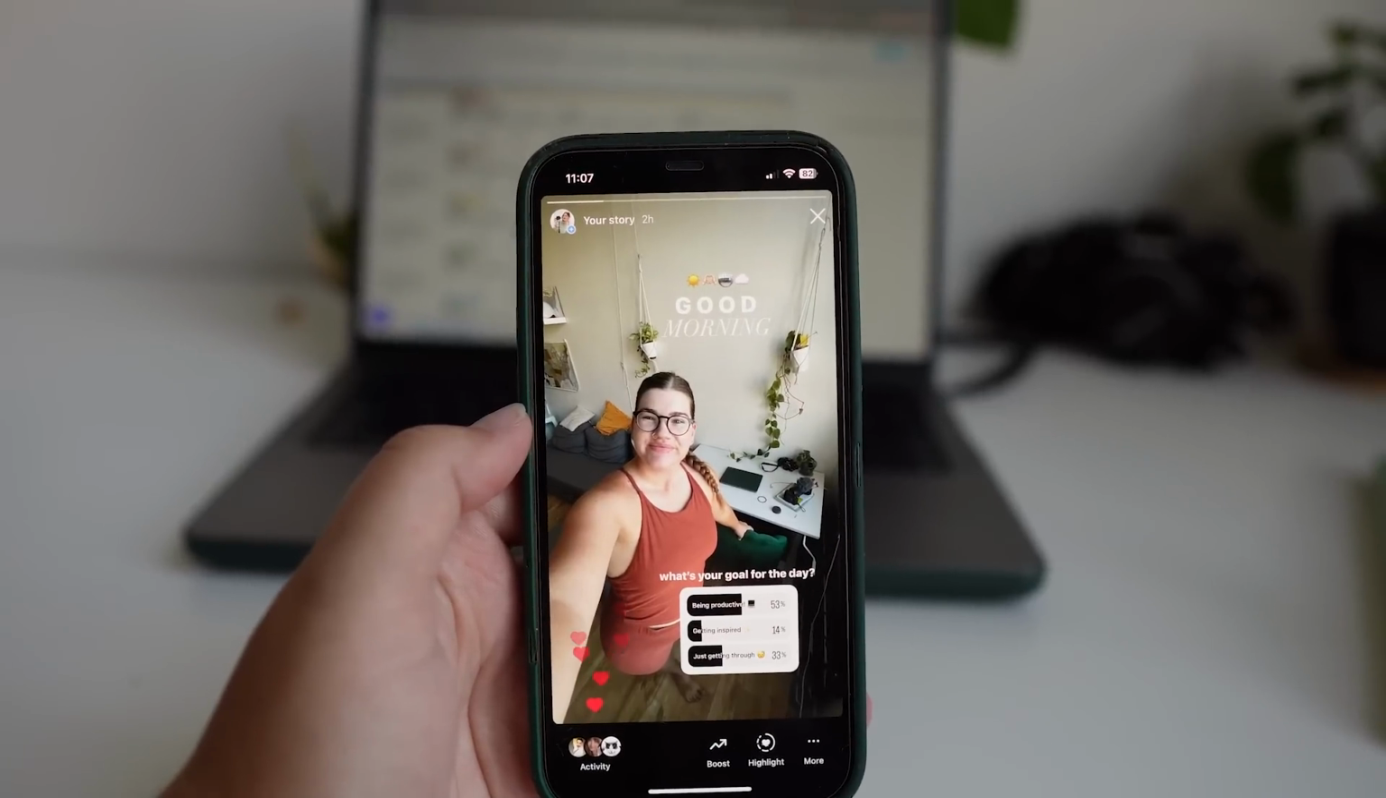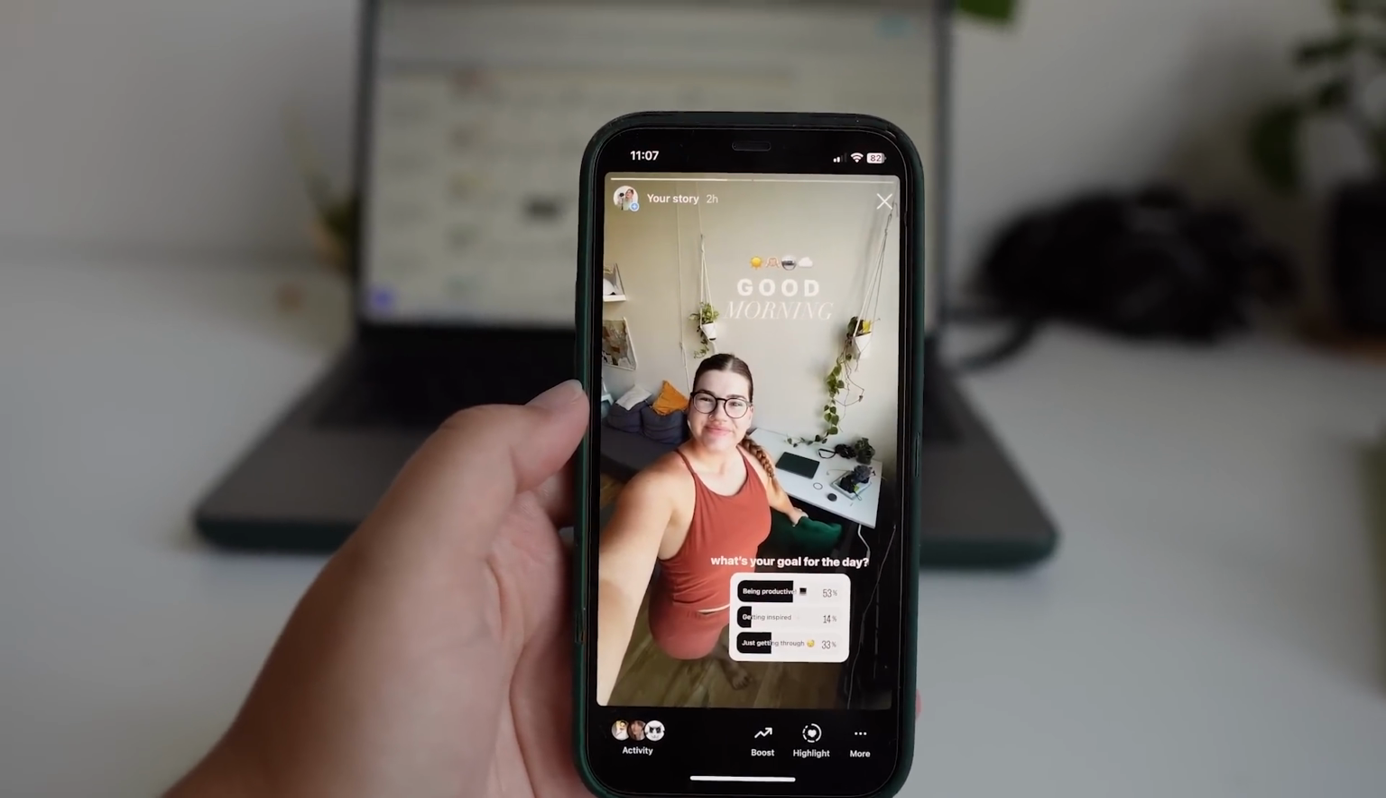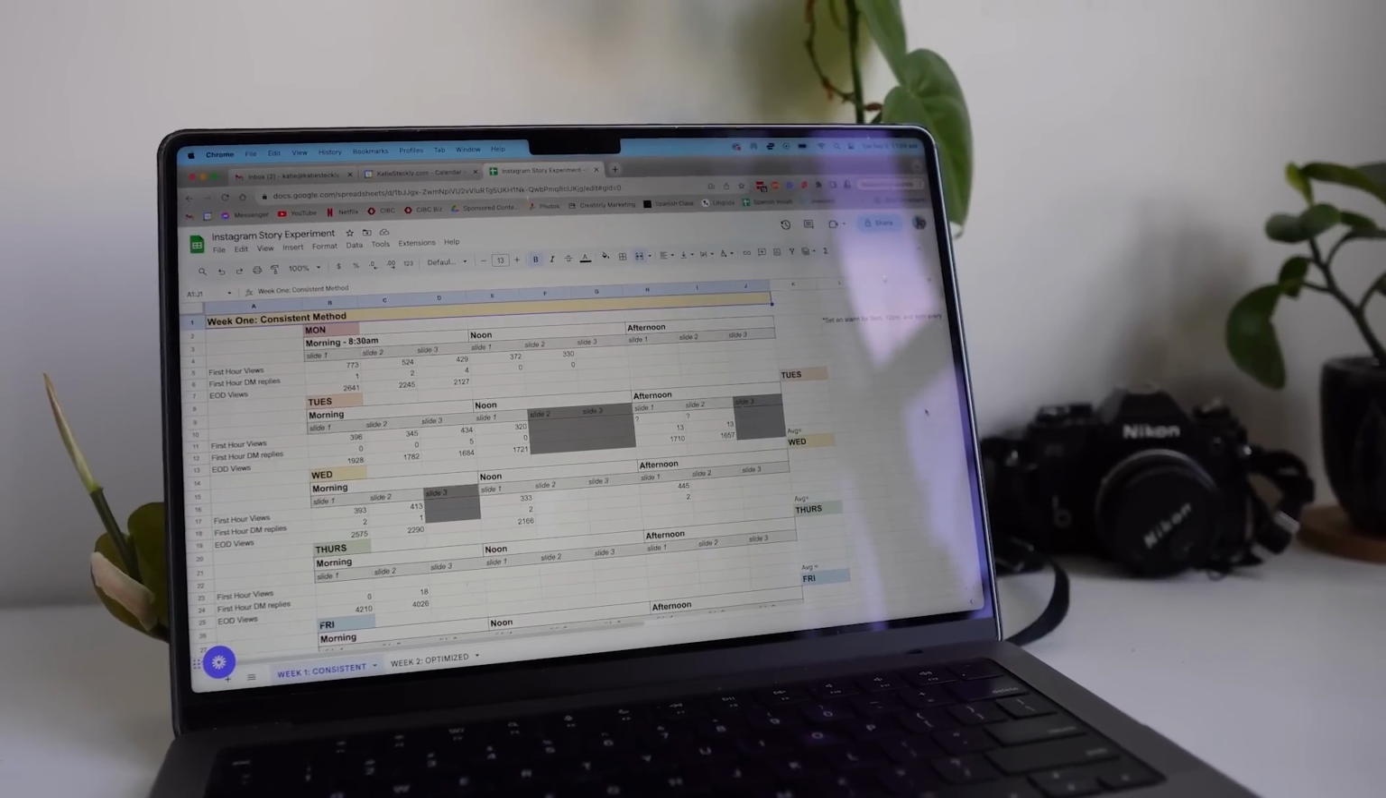If I'm honest with you, I'm kind of insecure about my Instagram story reach. So I wanted to do an experiment to see if I could find out what would really increase my story views. We're gonna get creative, we're gonna analyze the data, and we're gonna find out once and for all what really works best on Instagram stories.